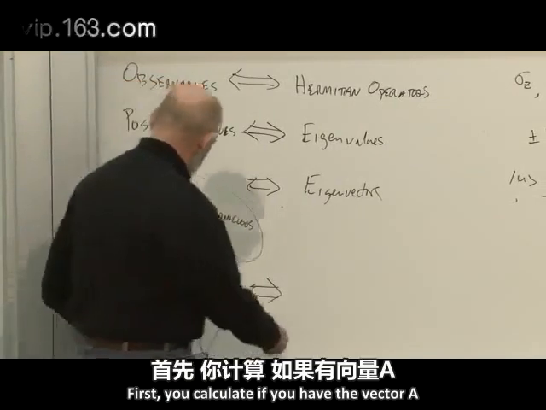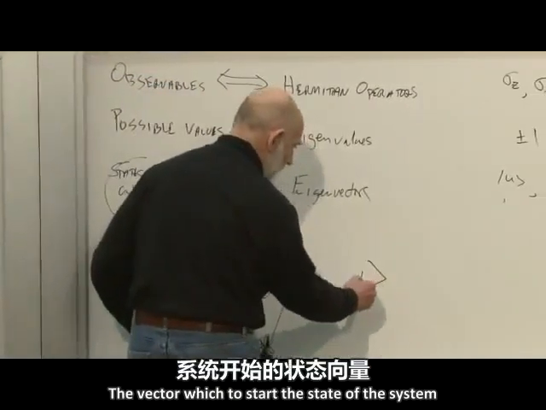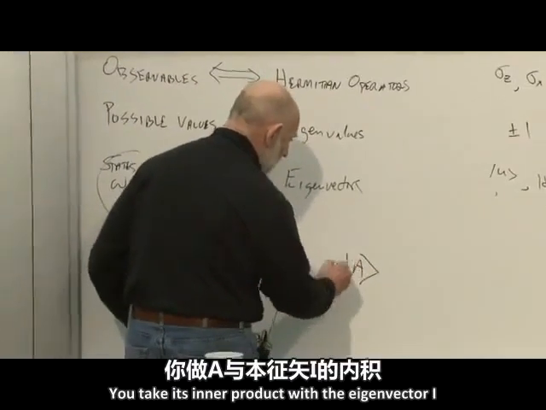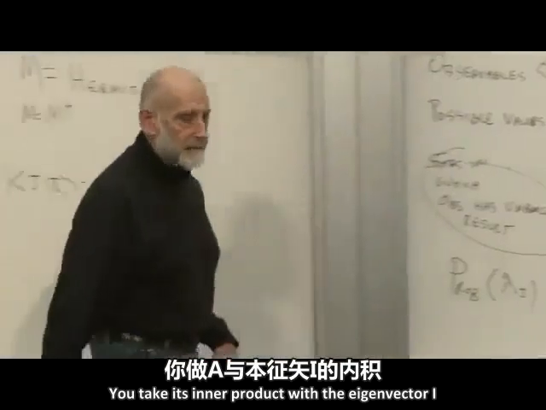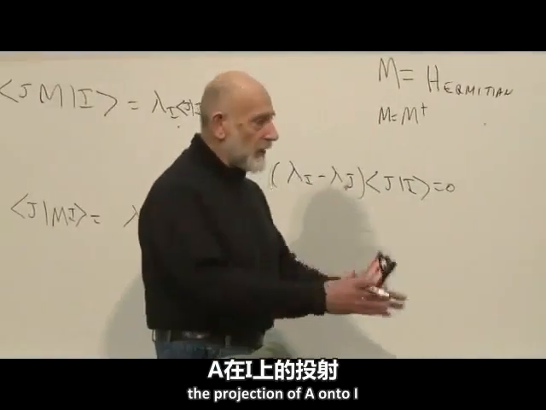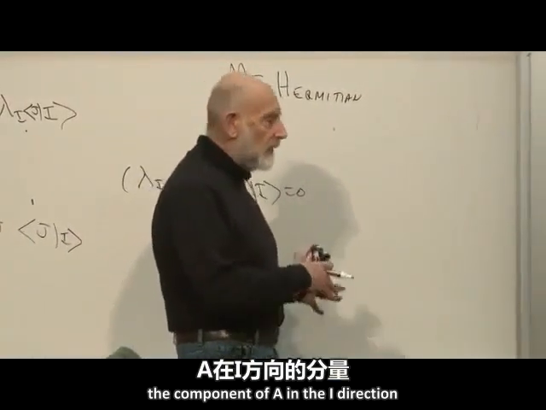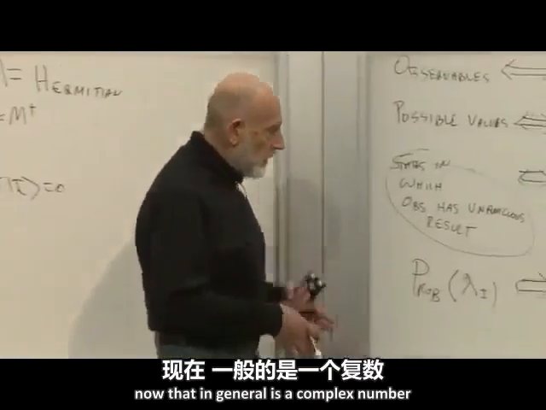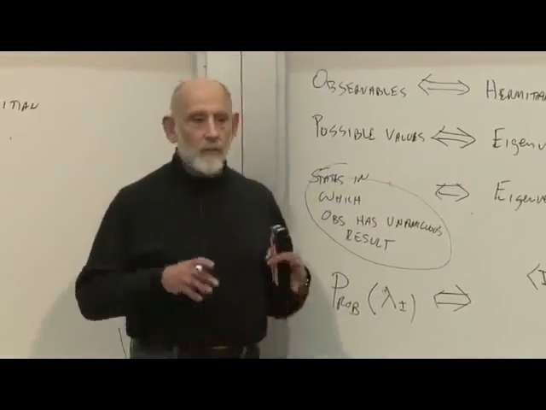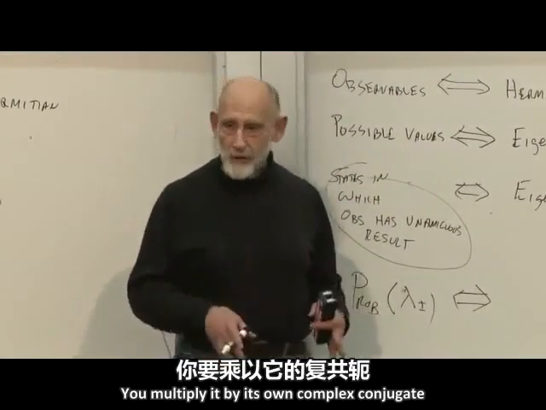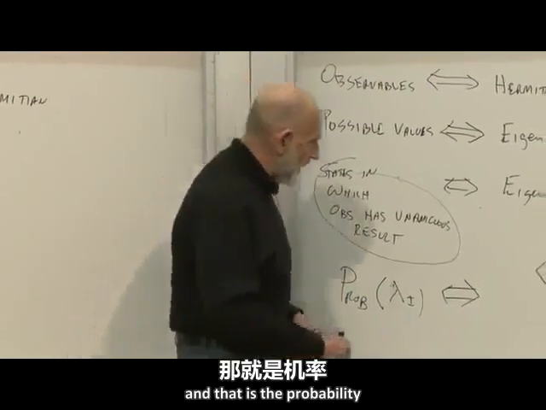First, if you have the vector A, the vector which you start, that's the state of the system, you take its inner product with the eigenvector I. The projection of A onto I, the component of A in the I direction. Now that in general is a complex number. That is not the probability. You multiply it by its own complex conjugate to get a real positive number, and that is the probability.